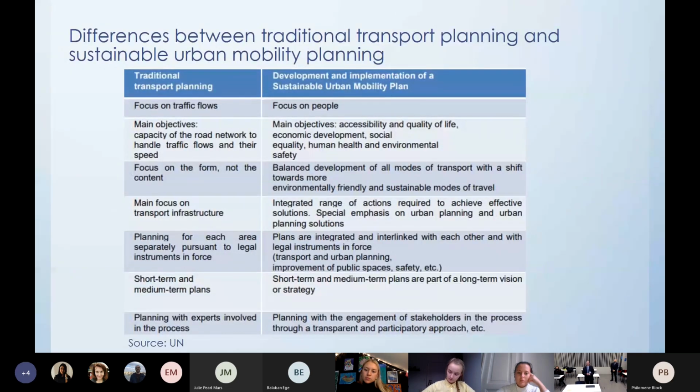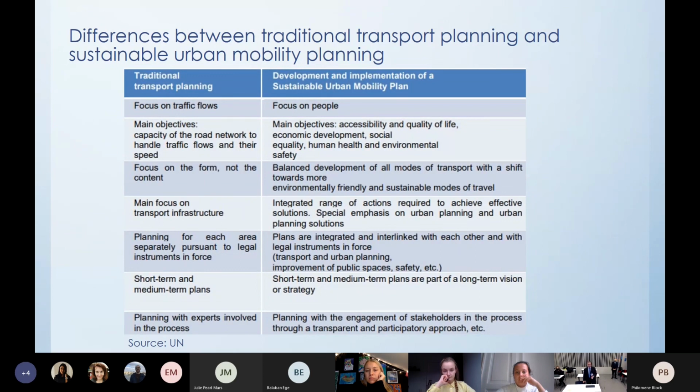What is the difference between transport planning in the traditional way and the development and implementation of a sustainable urban mobility plan? We can see the buzzwords on this chart: traffic flows or focus on people. I mean, this is not completely different, but the seed of this element is there. So we are not only trying to focus on and satisfy the traffic flows. Of course, people are sitting in those cars or public transportation vehicles, but we focus on people and not only on traffic flow. The main objective in the traditional way is the capacity of the road network to handle the traffic flows and the development of the infrastructure which is needed. That is the old way.